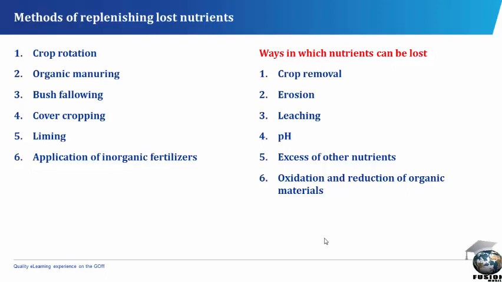Organic manuring involves the application of organic manure to the soil in order to improve its fertility. Organic manuring as a way of improving soil fertility has the following advantages. 1. It promotes the activities of soil living organisms such as earthworms, termites, and microbes.